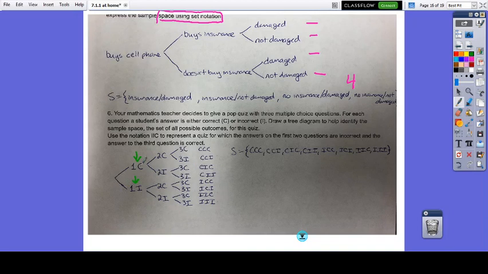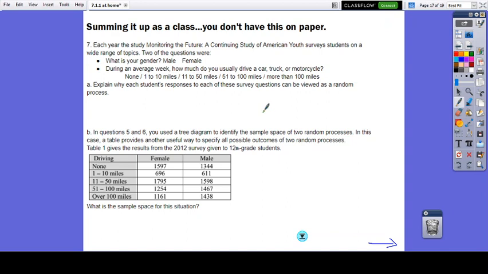So you could have gotten a CCC, a CCI, a CIC. You can keep going through and seeing where I got each of these from. And then I went ahead and listed that in set notation, to give you that whole idea. So those are question 5 and 6. You don't have this on your paper, but I made it up here kind of as a class.